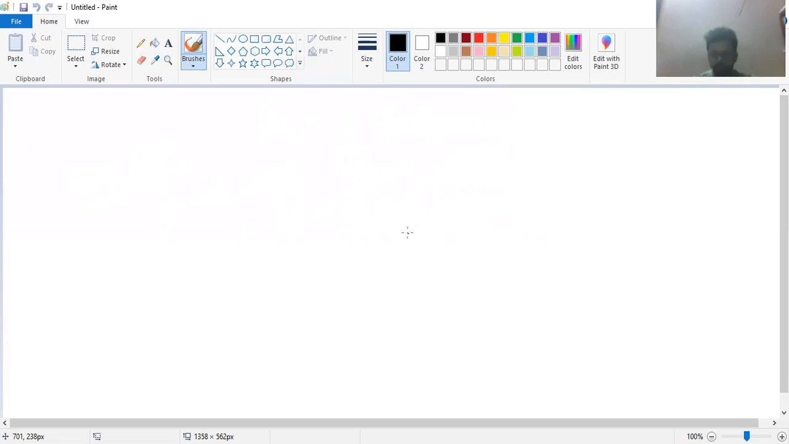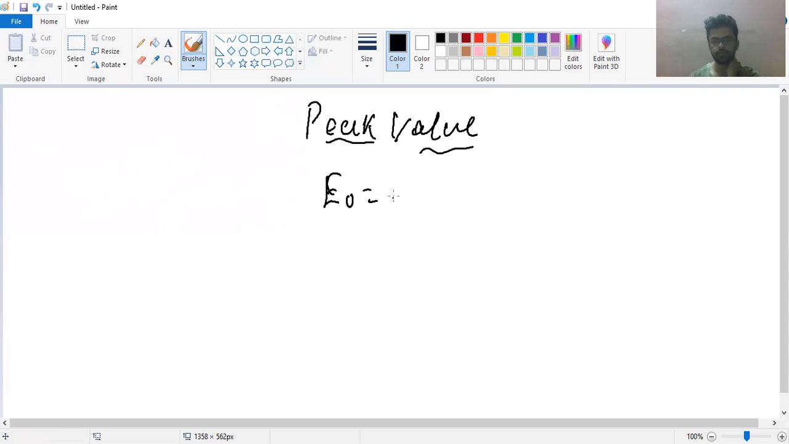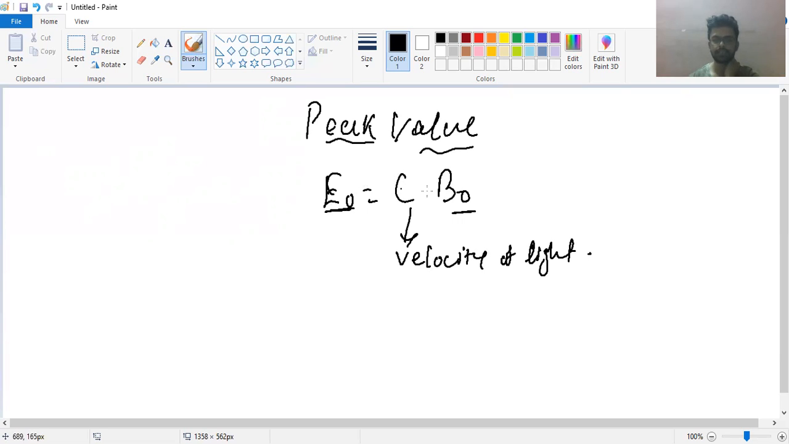Now what we will study is the peak value. What is the meaning of peak value? Peak value of what? Peak value of the electromagnetic wave. So E naught will be equal to C B naught. And what is C? C is the velocity of light. So E naught is related to B naught like this.